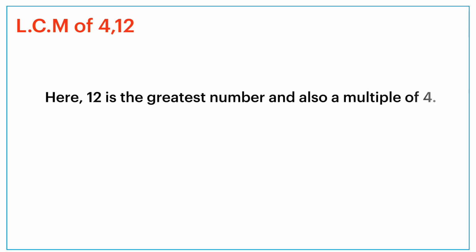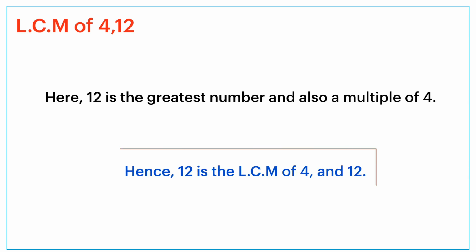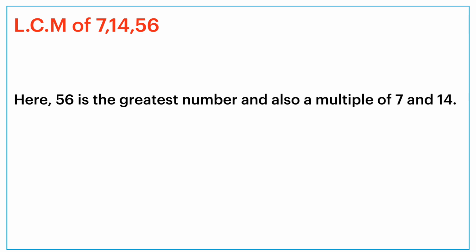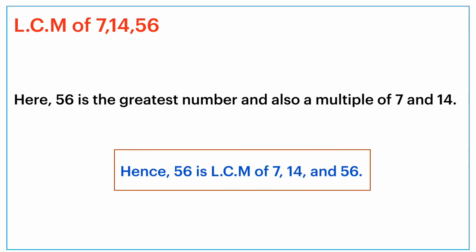Let's take an example. What is the LCM of 4 and 12? We observe that 12 is the greatest number and also a multiple of 4. Therefore, the LCM of 4 and 12 is 12. Let's take another example. What is the LCM of 7, 14 and 56? We observe that 56 is the greatest number and also a multiple of 7 and 14.